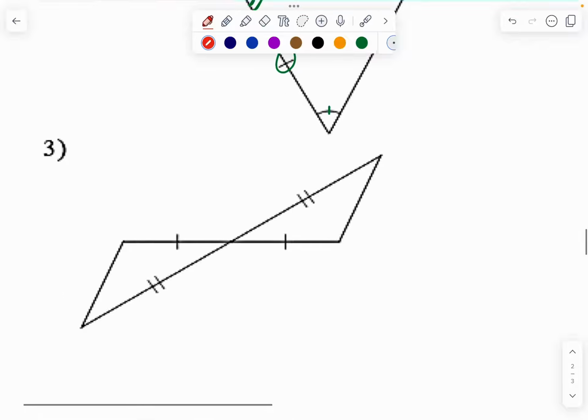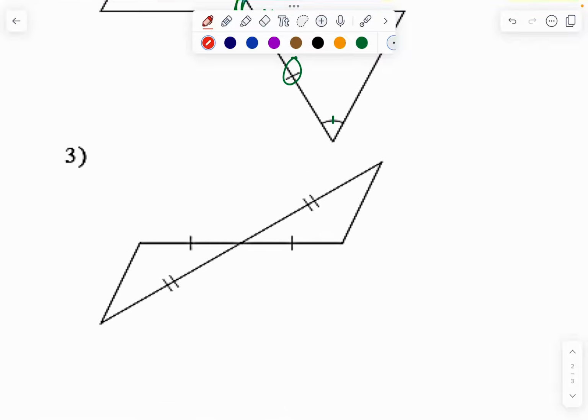All right. Number 3, another set of vertical angles. And remember, vertical angles won't be marked. So it's going to be up to you to mark them. So I have an angle, two sides, and an angle in between those two sides. Side, angle, side. So are these two triangles congruent? Yes, because of side, angle, side.